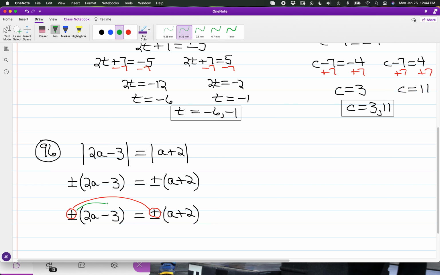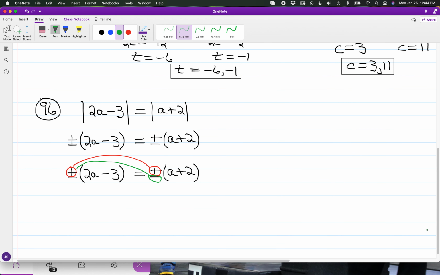And also I'm going to map with the negative of the quantity of a plus 2. So just in this way I'm going to set this up. Now there are up to 4 possible combinations, but I need only 2 to get to both solutions. So I'm just going to map together the positive 2a minus 3 is equal to the positive of the quantity of a plus 2.